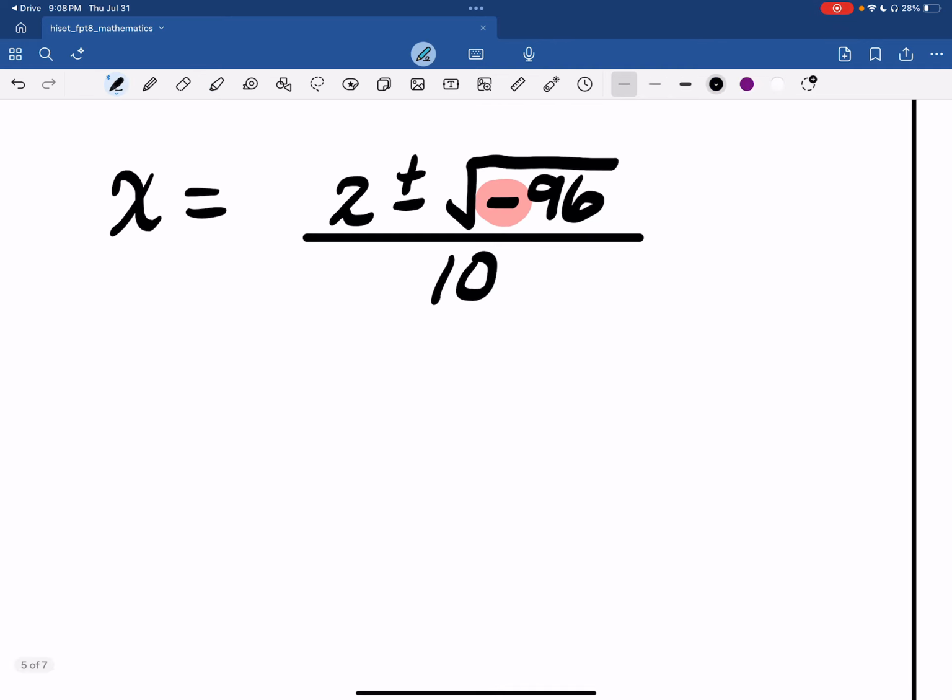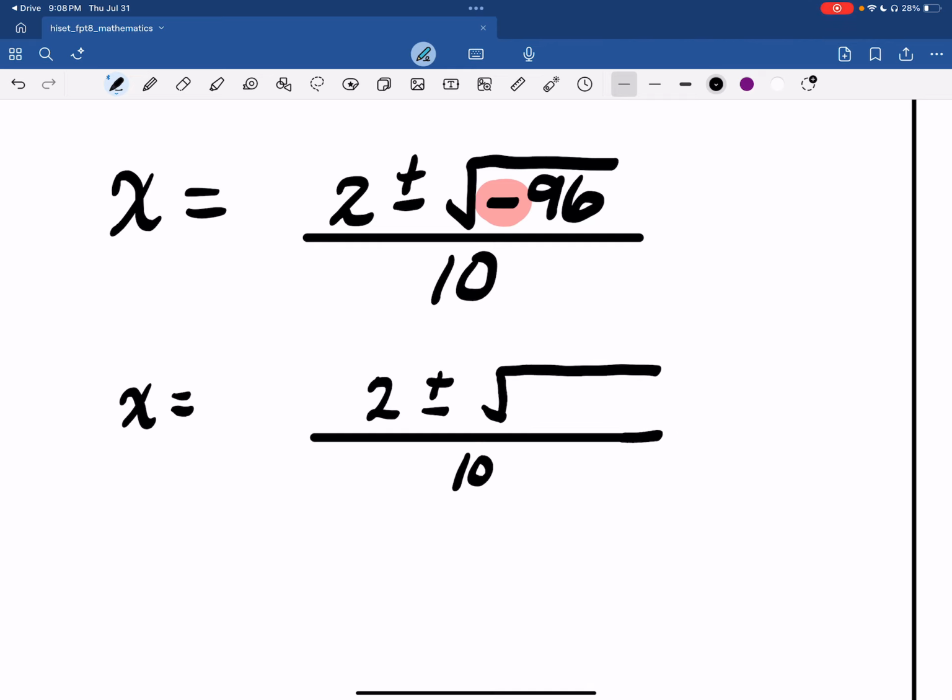Would you agree with me that a 96 can be made using multiplying with a 6? Is that what I want to do? Yes. Times a 16. That is 96. 16 is a perfect square. So I can take the square root of 16.